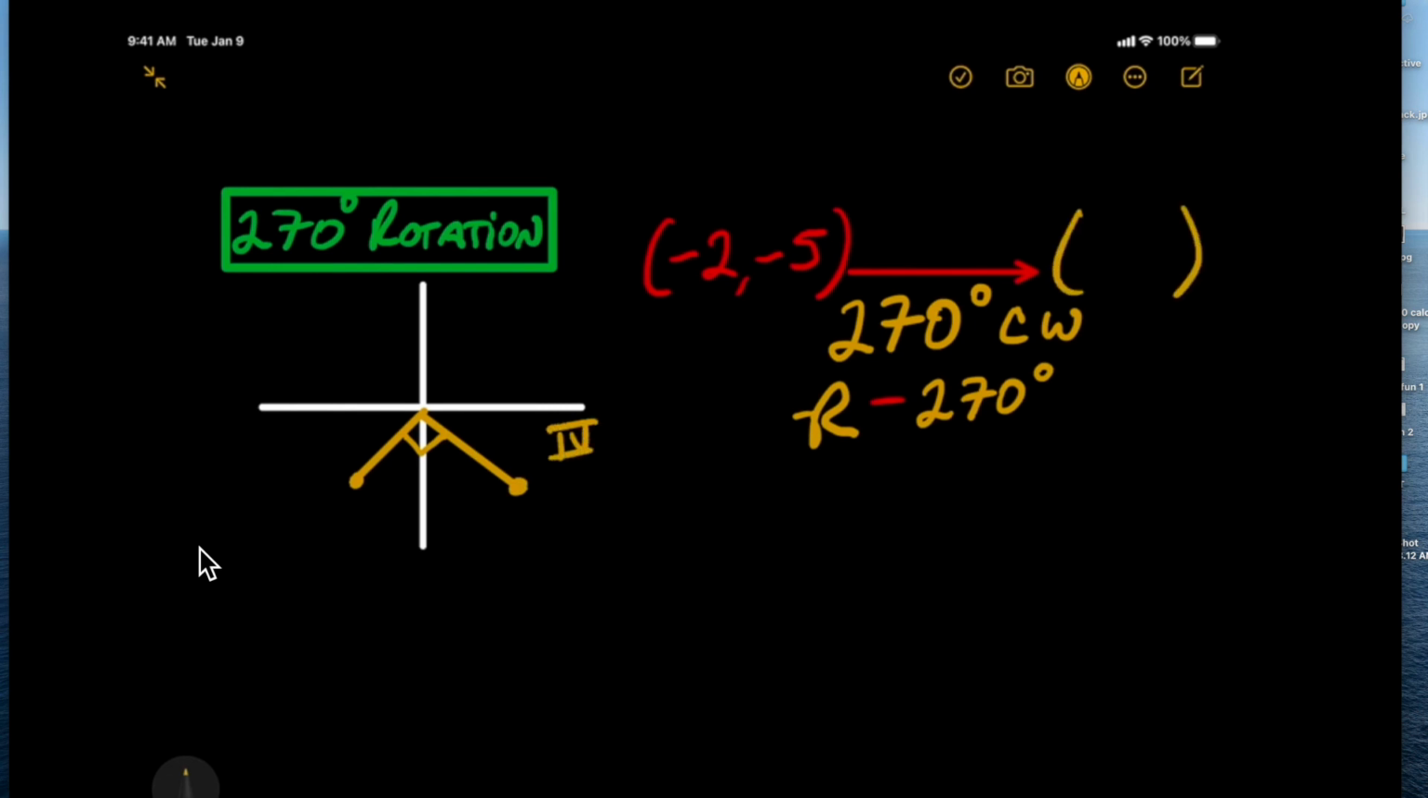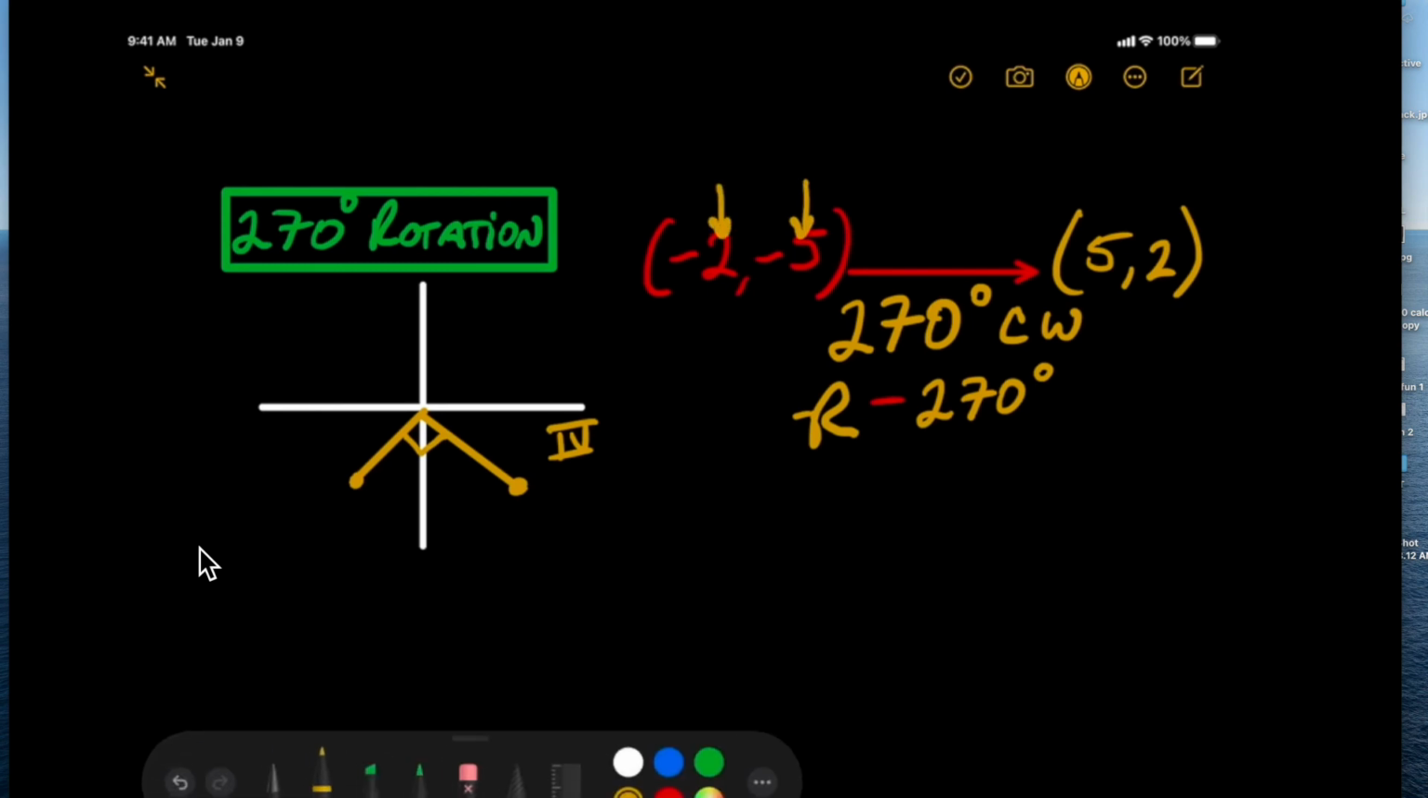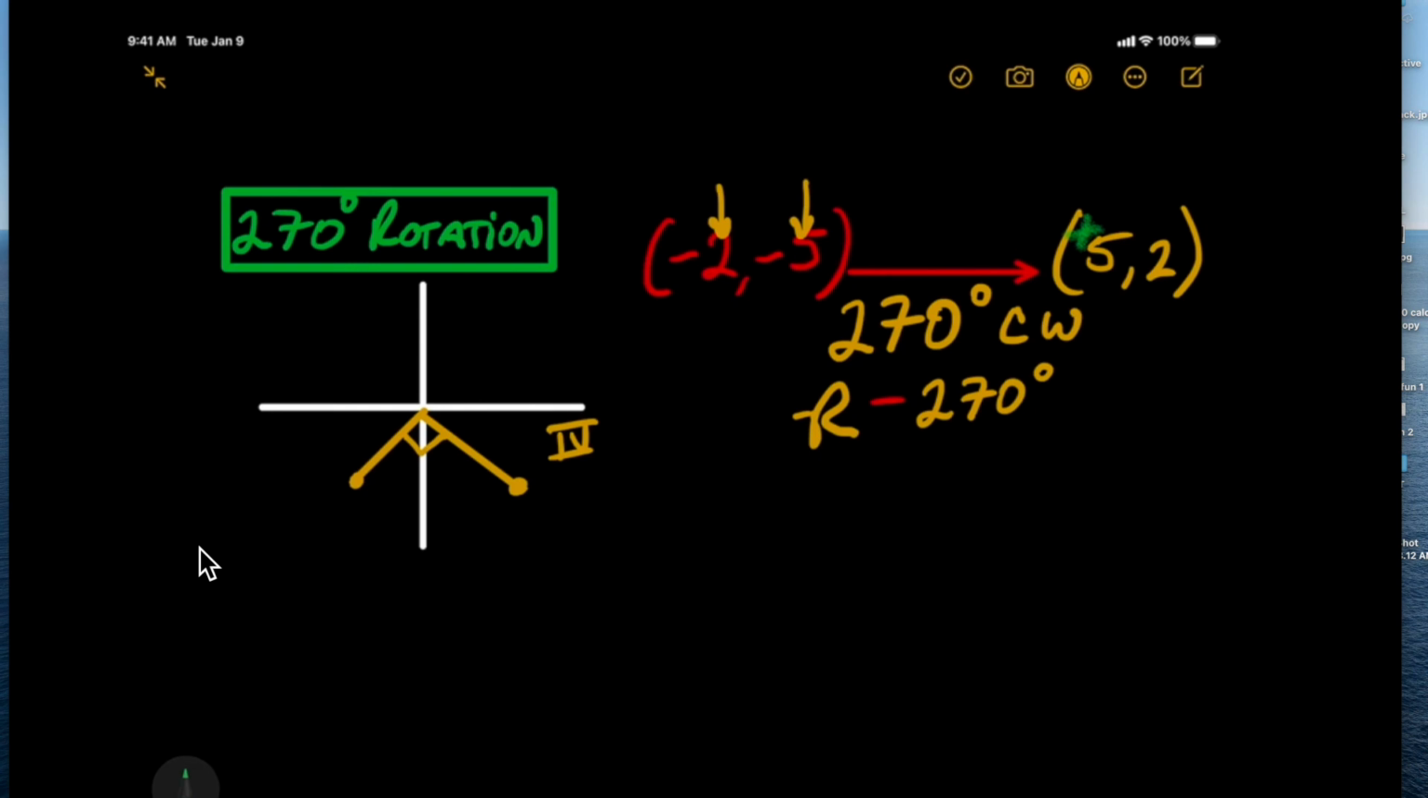Our final point, we are going to flip the integers. We are not even going to consider the signs. We are only focusing on the integers, and we're going to flip their position. And we know that in quadrant 4, we have to have a positive x value and a negative y value. So our final point for this rotation is going to be positive 5, negative 2.